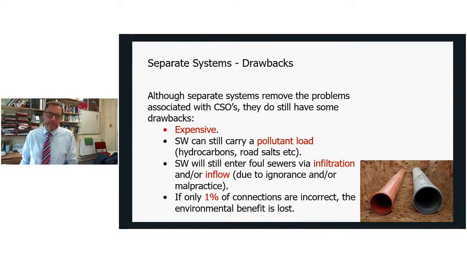So they're not perfect. They're more expensive because you've got much more pipework. Surface water still carries a pollutant load, and I think there's been more realisation of that over the last 10 or 20 years. Surface water still enters foul sewers via infiltration or inflow. Inflow is water going into your network through a proper connection, but you don't know about it. So it's basically flow you're not expecting, and it causes you trouble. And if only 1% of the connections to your surface water are incorrect, so that's 1% foul flow coming in, you lose a lot of the benefits because the flow is so contaminated. It's a shame.